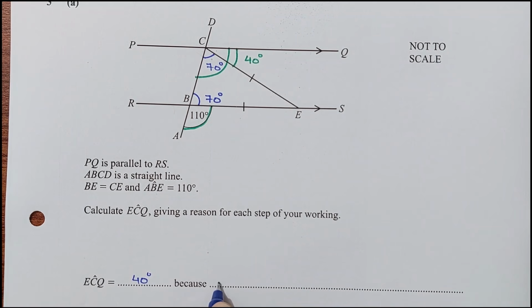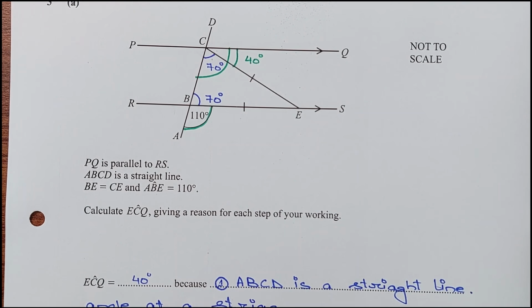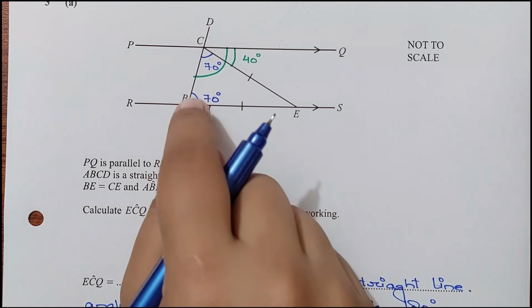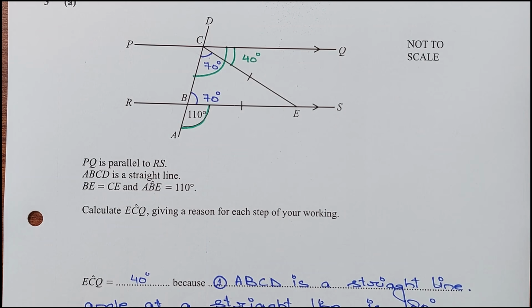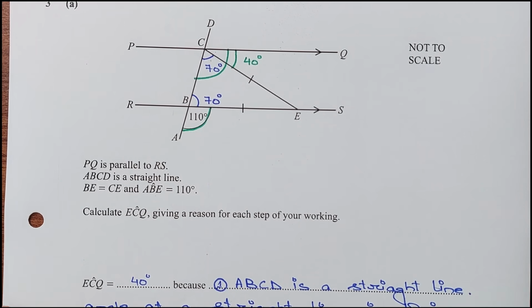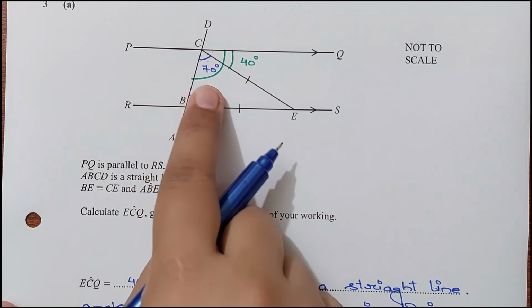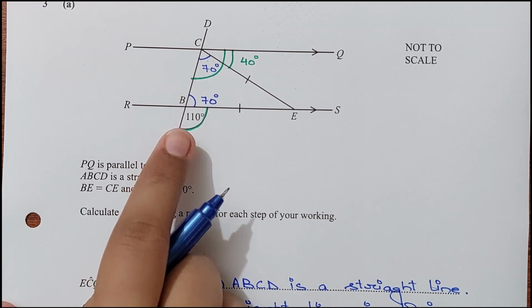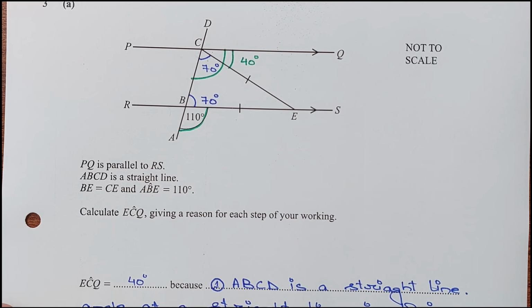The first is number 1. The reason I'm using is ABCD is a straight line, right? Angles at a straight line are 180 degrees, right? So this implies the angle CBE is 70 degrees, right? The first reason is we have been given the information that ABCD is a straight line, so this whole angle is 180 degrees. So this is a sum of 110 plus 70, which makes 180, right?